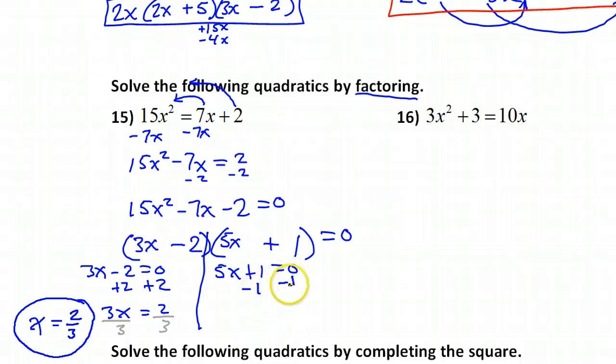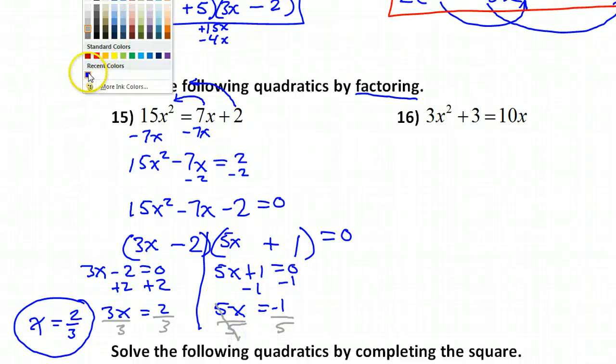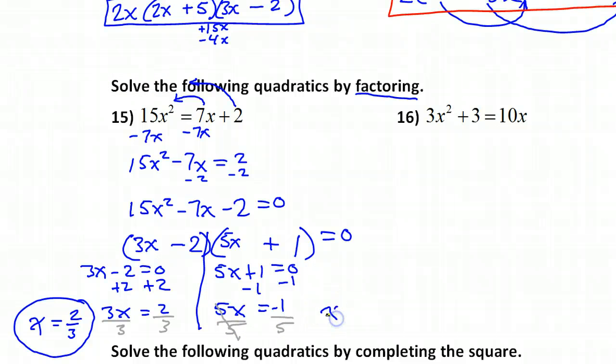Meanwhile, over here, I subtract 1 from both sides. So I have 5x equals negative 1. And then I divide by 5 on both sides. And I get x equals negative 1/5. So that is my other solution.